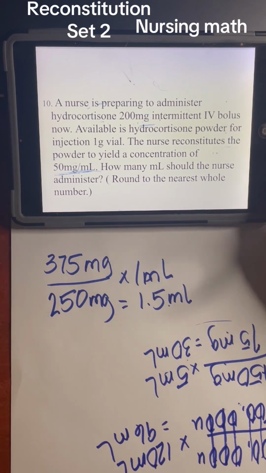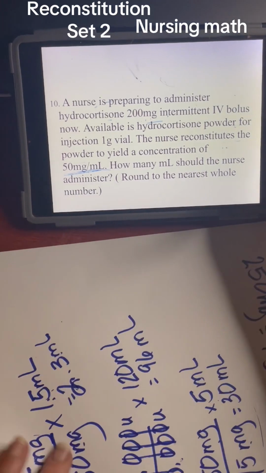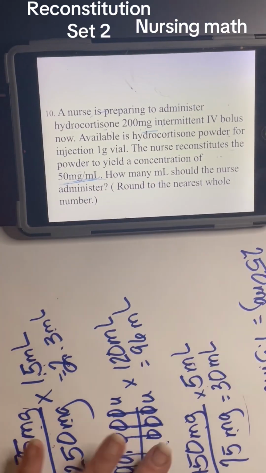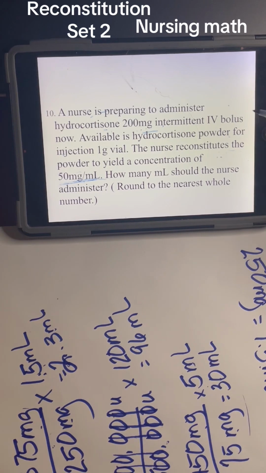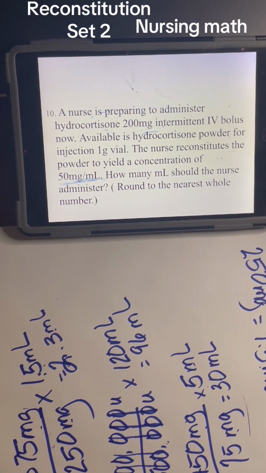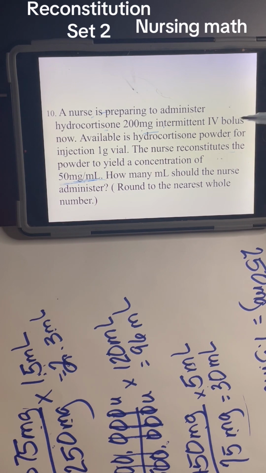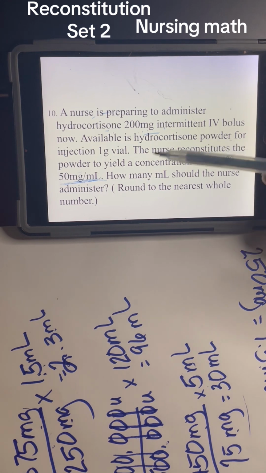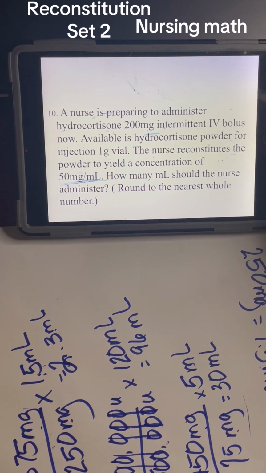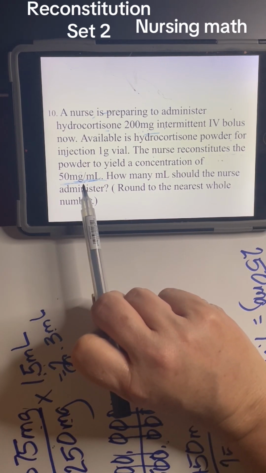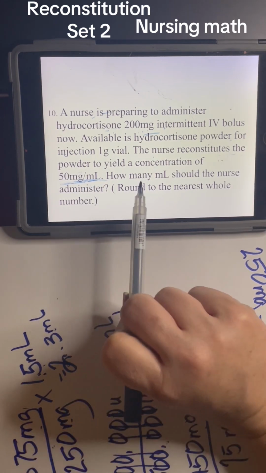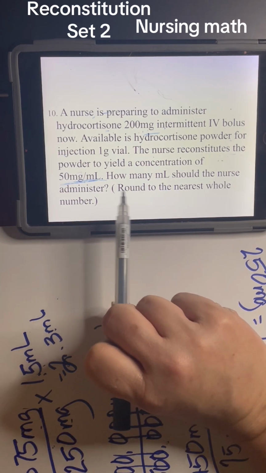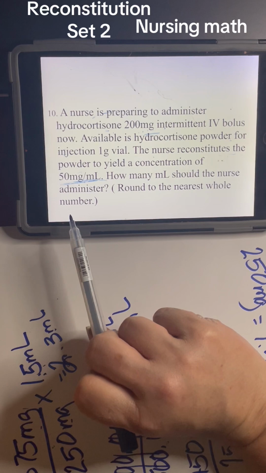Okay, here's the last one. So the nurse is preparing to administer hydrocortisone 250 milligrams intermittent IV bolus now. Available is hydrocortisone powder for injection in a 1-gram vial. The nurse reconstitutes the powder to yield a concentration of 50 milligrams per milliliter. So how many milliliters are you going to give? And it said round to a whole number.